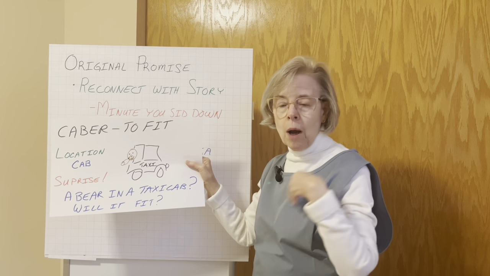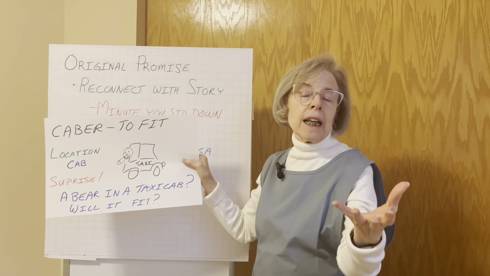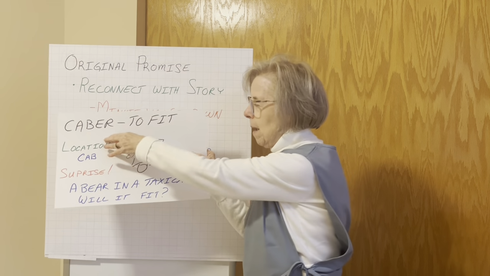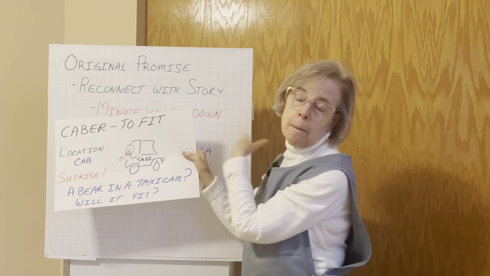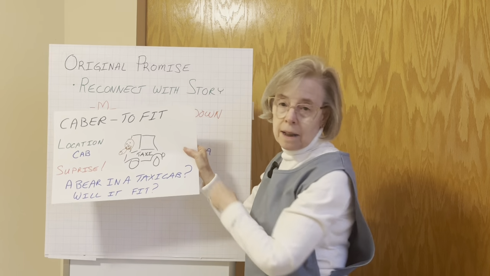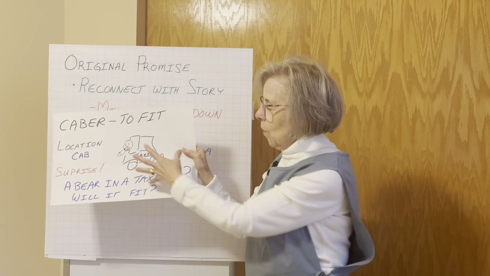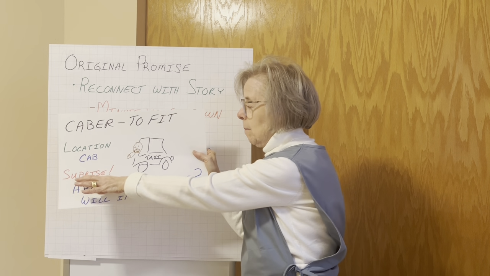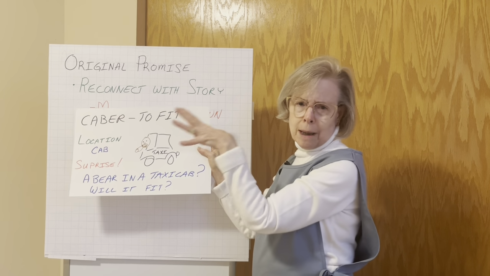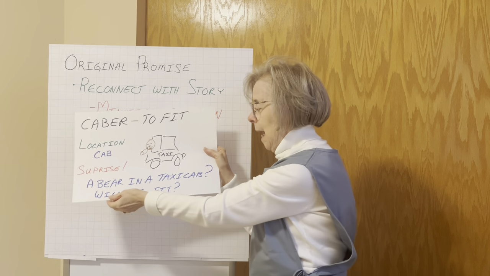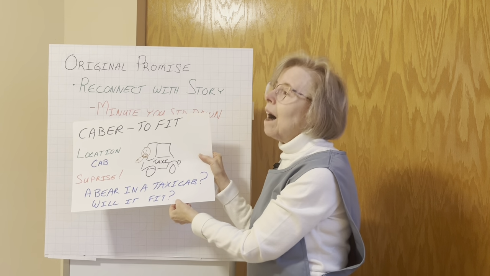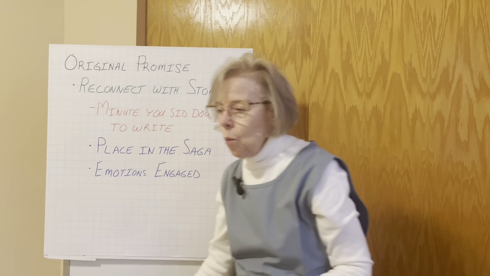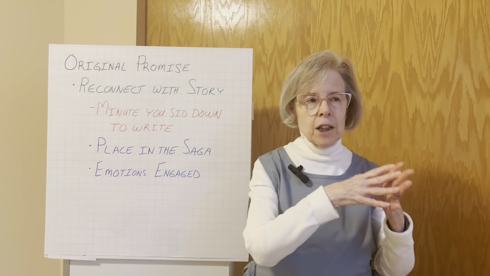So that is how those learning a language have learned how to use the less verbal side of their brain to help. Caber means to fit. The picture is a big brown bear, doesn't really fit inside the taxi cab. So the visual, the location, is the taxi cab with the bear hanging out. The element of emotion is surprise: what's a bear doing in a taxi cab? And will it fit? Ah, caber, to fit. So it comes about in our less verbal part of the brain.